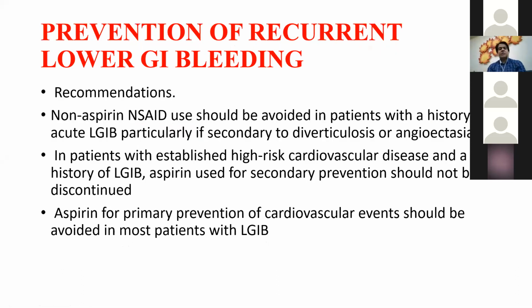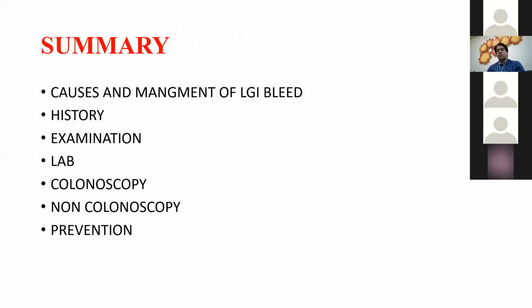Once you have stopped the lower GI bleed, how will you prevent recurrence of lower GI bleed? You have to advise your patient not to use NSAIDs. But if somebody has cardiovascular disease, they may use aspirin as secondary prevention. But aspirin cannot be used as primary prevention of cardiovascular events. So that was all about the approach to the lower GI bleed.